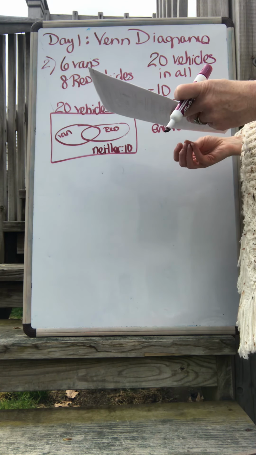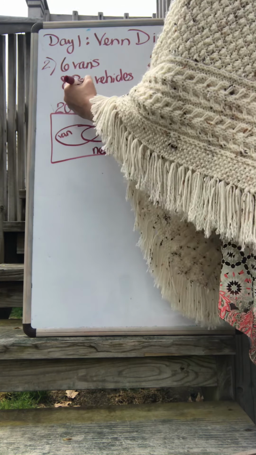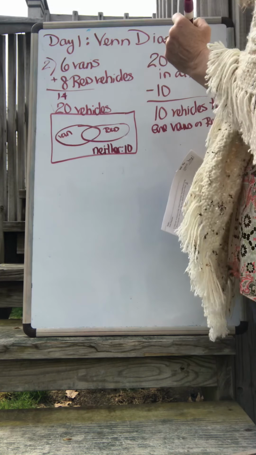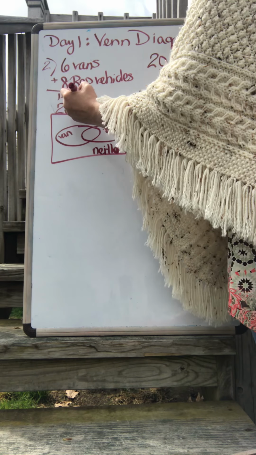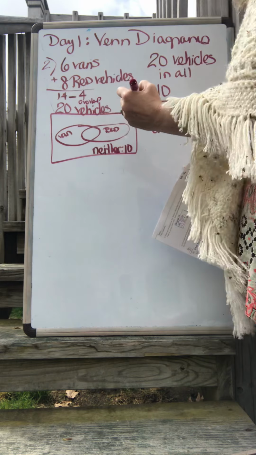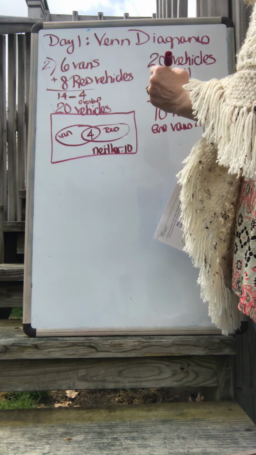So now what I need to do is look a little bit closer. 6 are vans and 8 are red vehicles. Well, 6 plus 8 add up to 14. But I can only have 10. That means 4 overlap. 4 are my vans and my red vehicles.